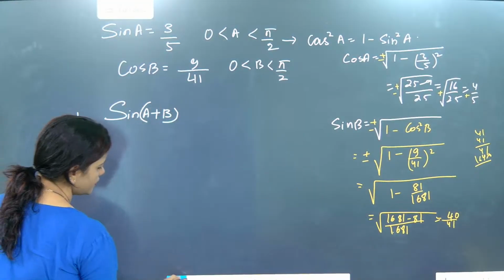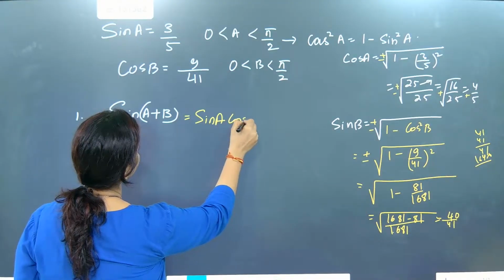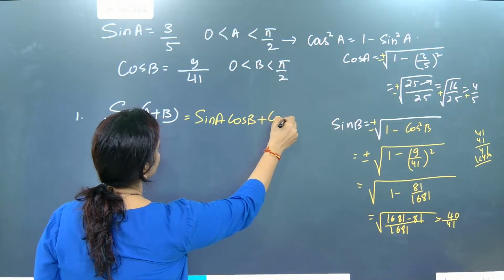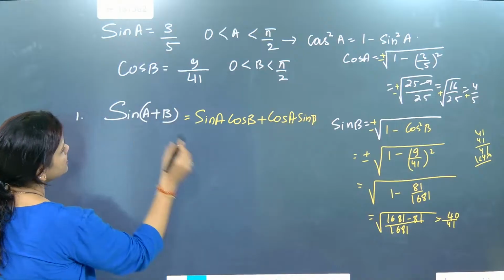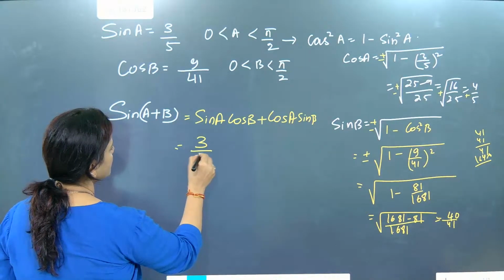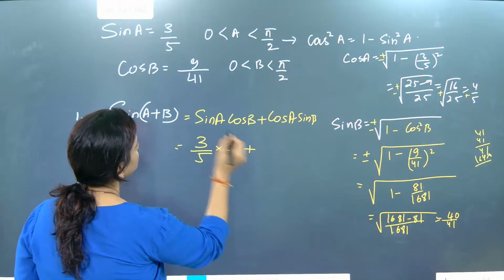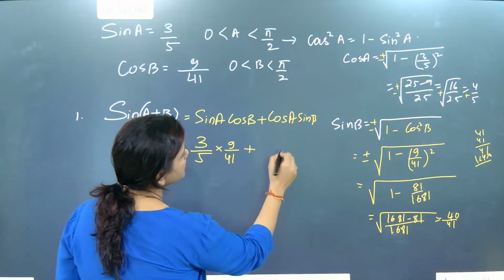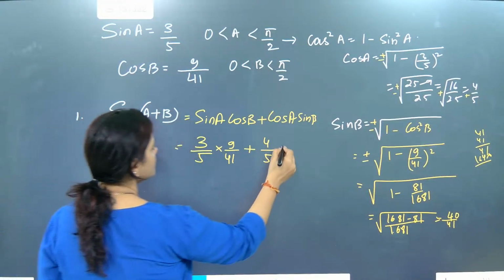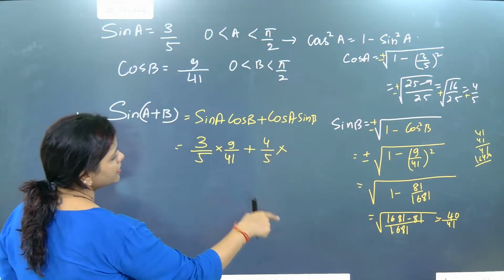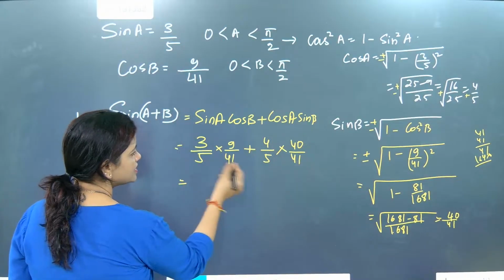For solving this one, we will write sine A cos B plus cos A sin B. Now beta just formula, sin A value is what? 3 by 5. What is cos B beta? 9 by 41. Done. Plus what is cos A? Cos A is 4 by 5. And here sin B. What is sin B? 40 by 41. So base is same na beta.